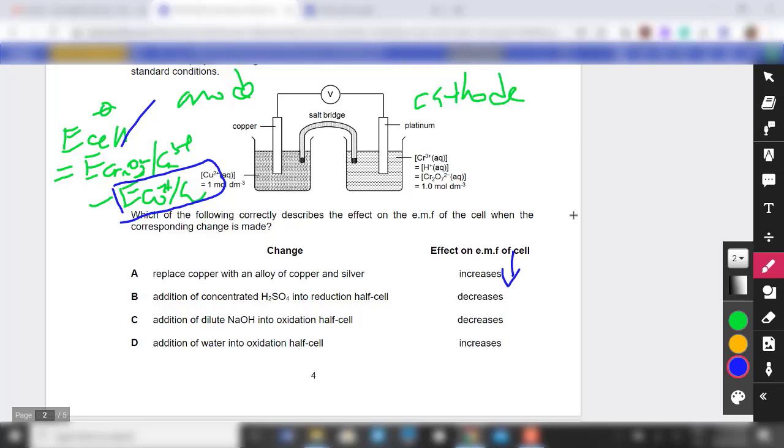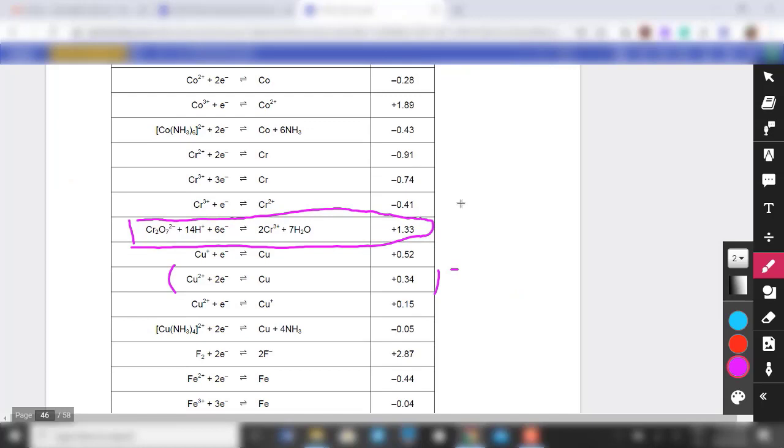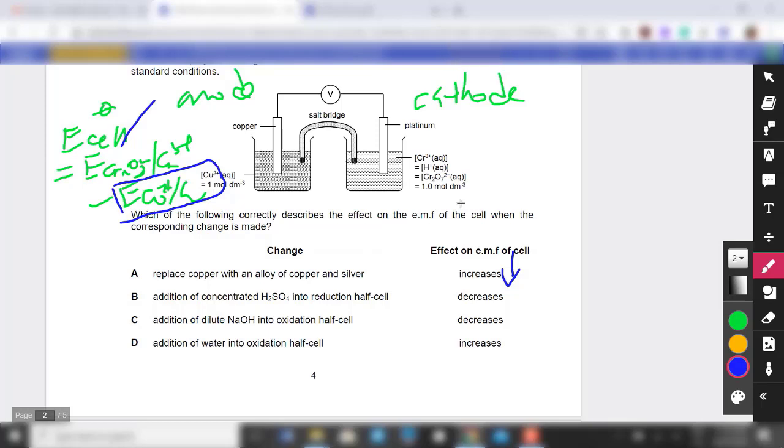If you look at option B, if you add concentrated sulfuric acid to the reduction half cell, okay, so what's going to happen is that you're going to bump up the amount of acid here. Of course, it depends on how much you add, but for simplicity, you're just going to bump it up quite a bit. So you expect the forward reaction to predominate. If you expect the forward reaction to predominate, you expect the value here to actually go up. Okay, so if we go back to the equations, if you expect the value to go up, this is fixed, so you expect the EMF to actually increase. Okay, but the choice says decreases. So in that case, it's incorrect as well.